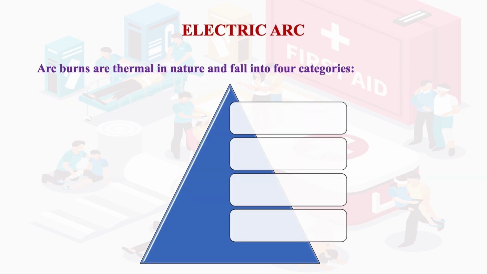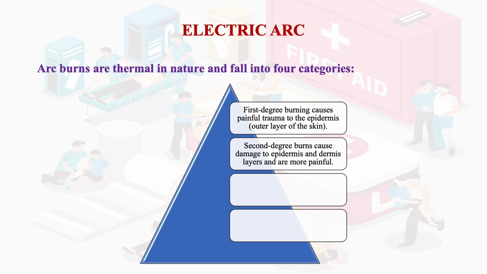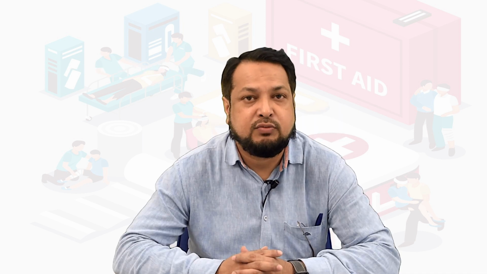Arc burns are thermal in nature and fall into 4 categories. They are first degree, that is burning causes painful trauma to the epidermis, the outer layer of the skin. Second degree burns cause damage to the epidermis and dermis layers and are more painful. Third degree burns destroy the epidermis and the dermis, which is beneath the epidermis. Fourth degree burns cause severe damage to all the 3 layers of skin within the human body.